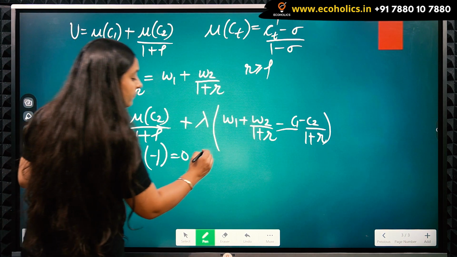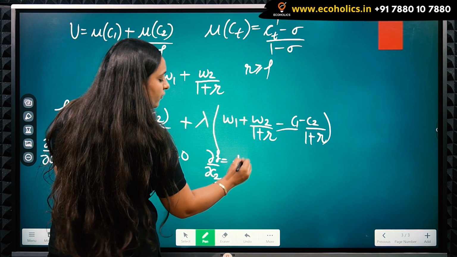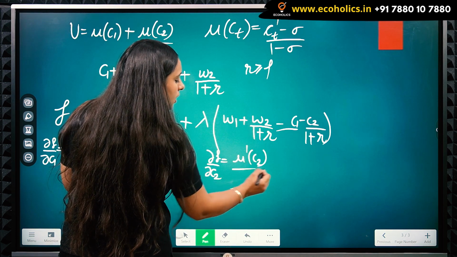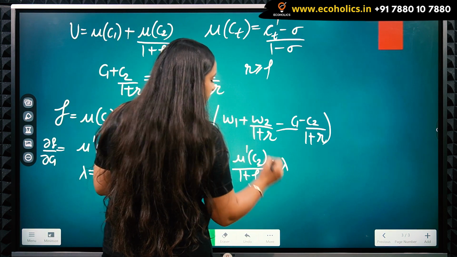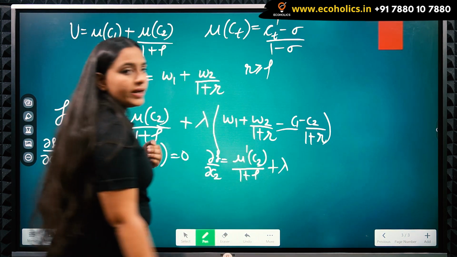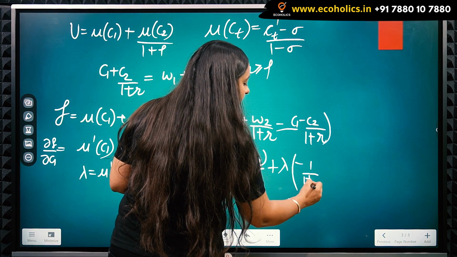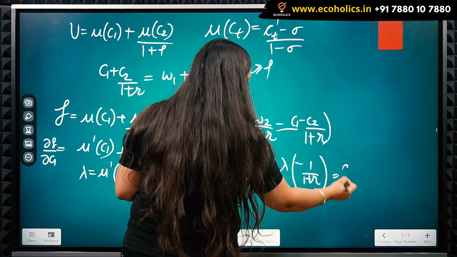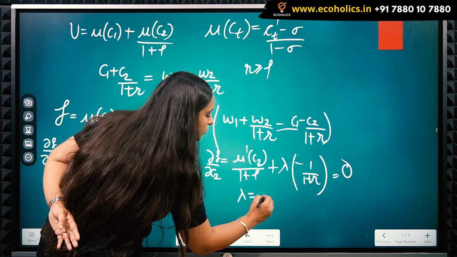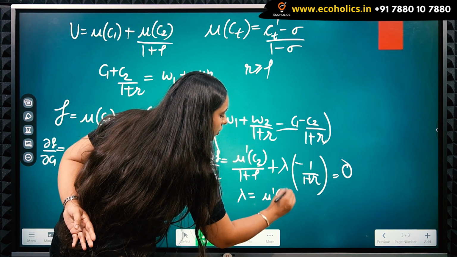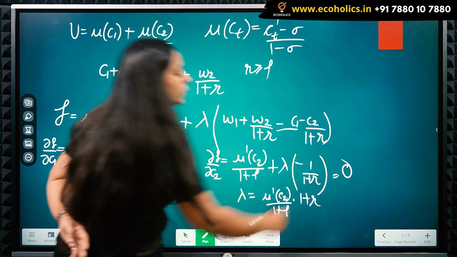If I do the derivative with respect to C2, what do I get? I will get the derivative of my utility function containing C2, upon 1 plus rho. That's a constant, so it will stay the same. Plus lambda with respect to C2, which gives me minus 1 upon 1 plus R. That's also equal to 0. So from here I can write that lambda is equal to U dash of C2 upon 1 plus rho into 1 plus R. We can do that.